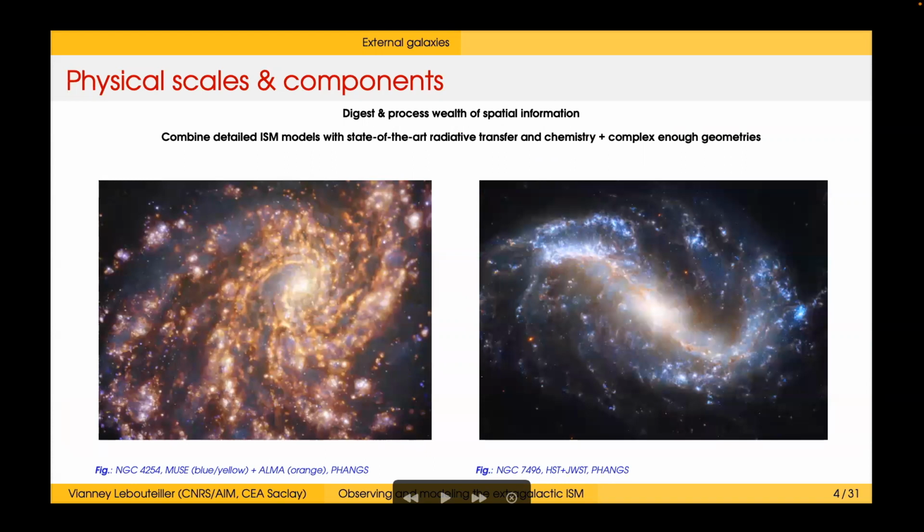So we live in really exciting times because we have access to beautiful, exquisite observations, which I illustrate here with observations of two nearby galaxies, with the combination of MUSE and ALMA data here on the left and HST and JWST on the right. And what that means is that observers need to digest and process a wealth of spatial information, while modelers need to combine different models with state-of-the-art radiative transfer and chemistry codes with complex enough geometries.